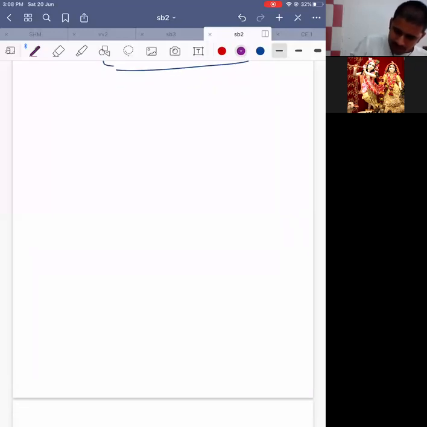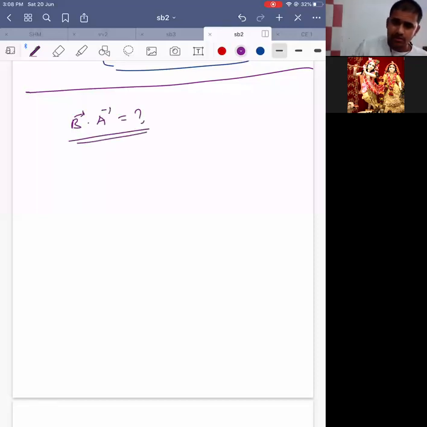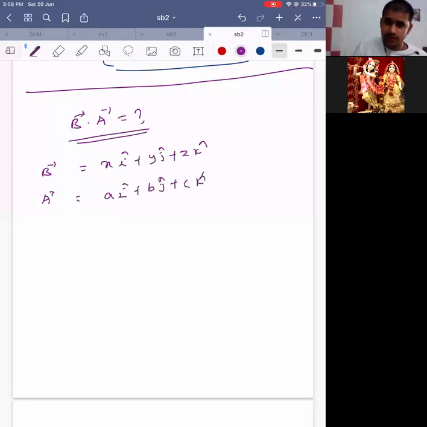Some students asked, what about b bar dot a bar, sir? B bar dot a bar is equal to how much, sir? A bar we got. B bar, what is the formula? x i cap plus y j cap plus z k cap. A is a i cap plus b j cap plus c k cap. B bar dot a bar.